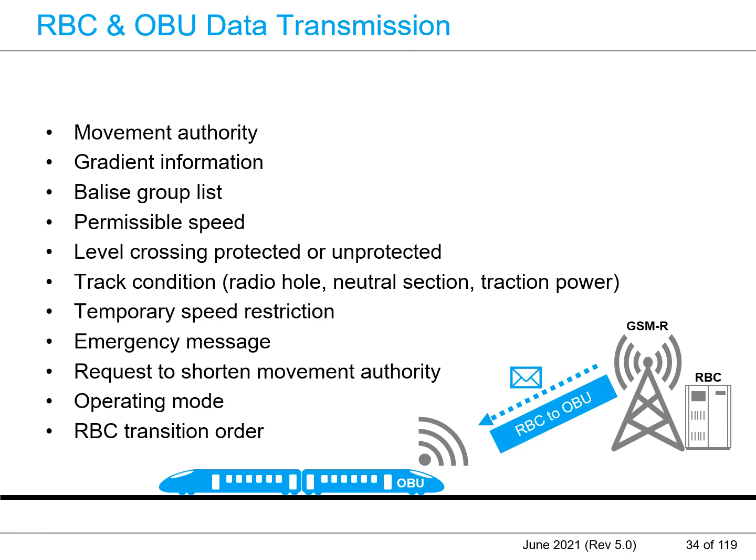The movement authority, the gradient information, the balise group list, the permissible speed, the protected or unprotected level crossing, the track condition such as radio hole, neutral section, and traction power, the temporary speed restriction, the emergency message, the request to shorten the movement authority, the operating mode, and the RBC transition order.